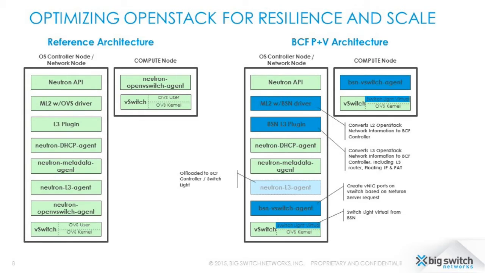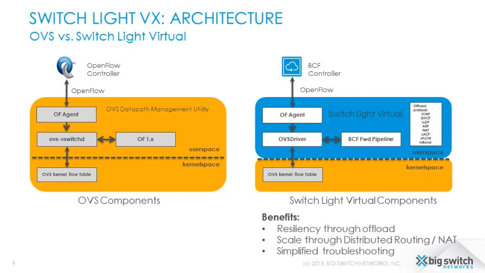At bottom, we have BSN vSwitch agent communicating with SwitchLite virtual running in user space of Open vSwitch. Neutron L3 agent functionality is offloaded to Big Cloud Fabric controller and SwitchLite running on physical and virtual switches. Let's take even closer look at SwitchLite virtual. On left hand, I'm showing Open vSwitch components. It has user space and kernel space.